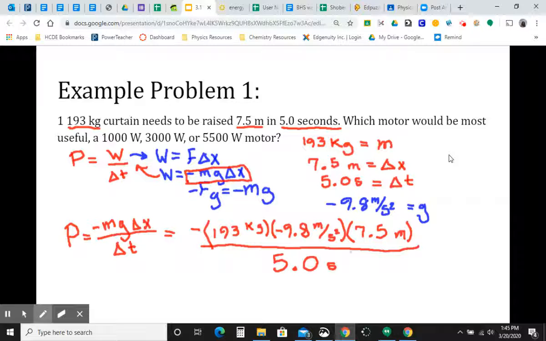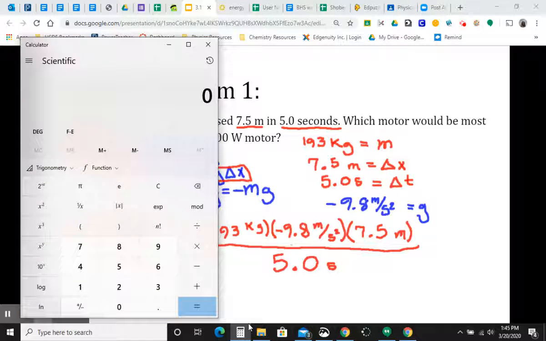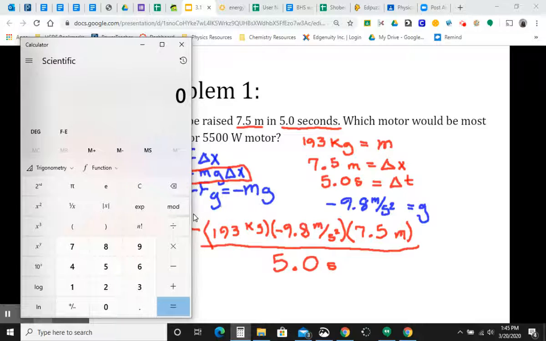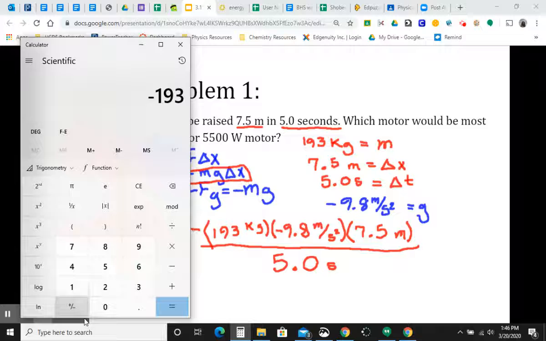Anyways, we've got all the numbers here, so now it's just time to plug it into our calculator and see what we get. I'm not sure if you can see my calculator on the screen, so I'm still just going to read out what I'm typing in. I'm going to hit 193, but it's negative 193, so I got to make it negative. Then I'm going to multiply that by negative 9.8, times 7.5. Once I get done with one section of the equation, I like to just go ahead and hit equals. So we got 14,185.5.